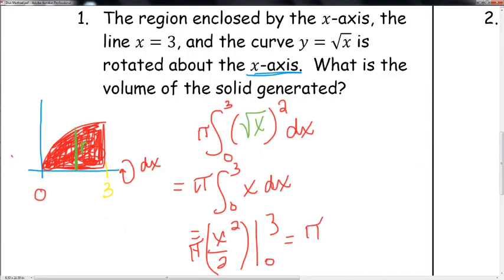Alright, so we have pi. This will be 9 over 2. And so that's the area, so 9 pi over 2. We don't really need to worry about 0 because we're going to subtract. When I plug in, we're going to get 0. So we're going to get 9 pi over 2.